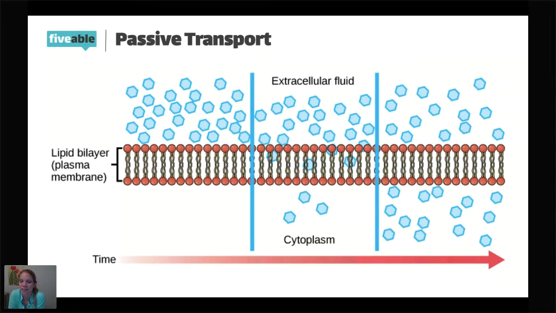Very good, Sandra and Avery. It needs a protein channel. It needs its own passageway. Why can't glucose just pass through the membrane on its own? It's too big. Very good. Glucose is too big to just pass through a membrane. It doesn't fit. And so as a result, it needs that protein channel.